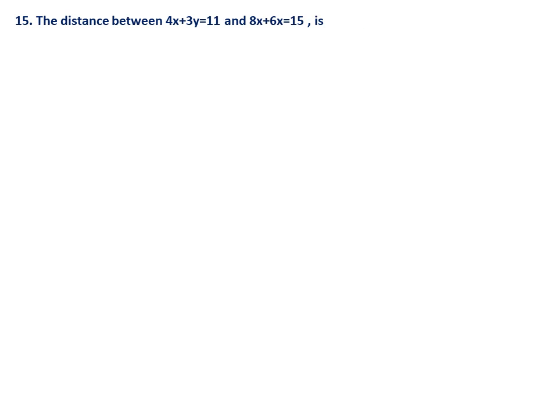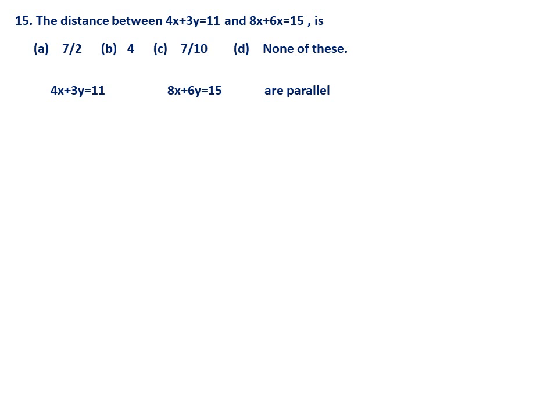Then 15th question. The distance between the lines 4x plus 3y equal to 11 and 8x plus 6y equal to 15 is. So options.